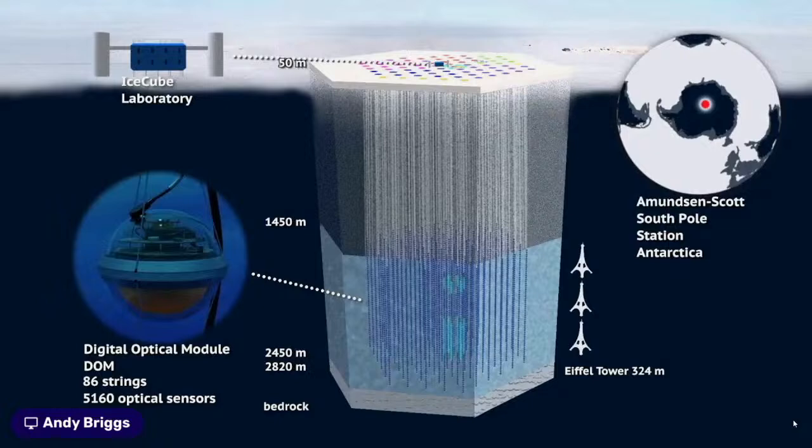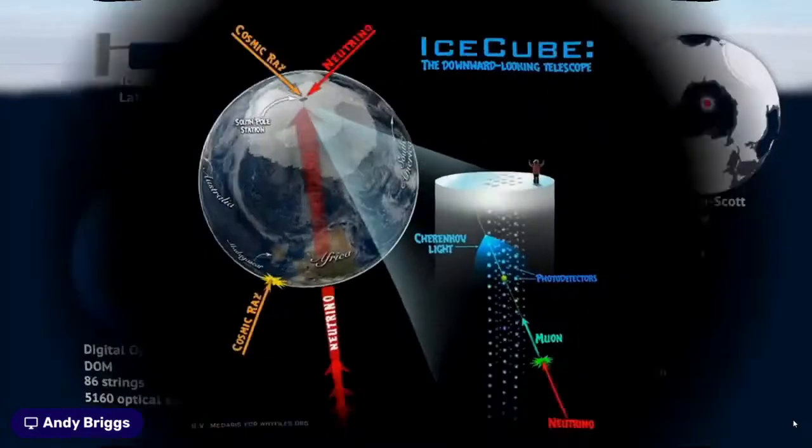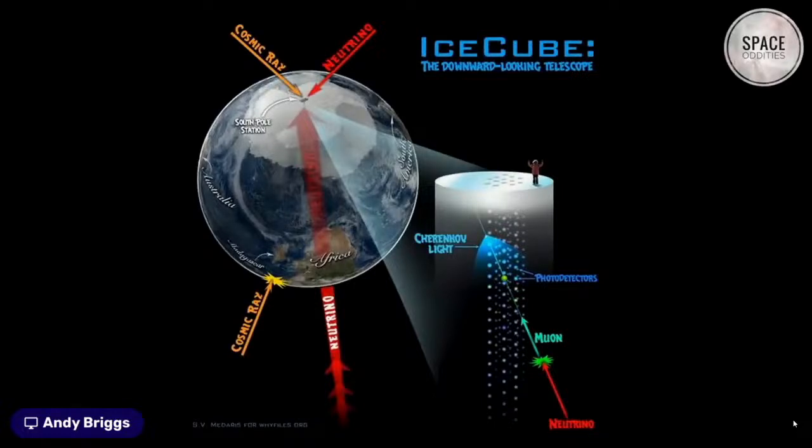And as you can see on the left, these DOMs, these digital optical modules, are basically light detectors that can detect those tiny flashes of light. And by working out where they were detected, they can work out the path of the neutrino. Now, the detector is not just useful for detecting neutrinos, it's also useful for detecting cosmic rays. Here we have a graphic showing you IceCube, the downward-looking telescope, because these neutrinos have passed through the Earth before coming out of the ground at the South Pole.